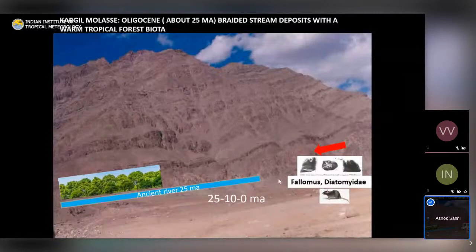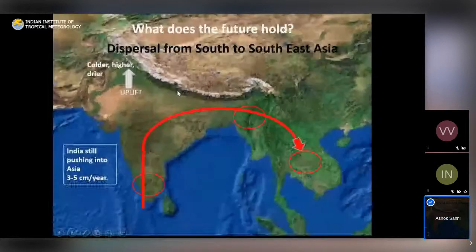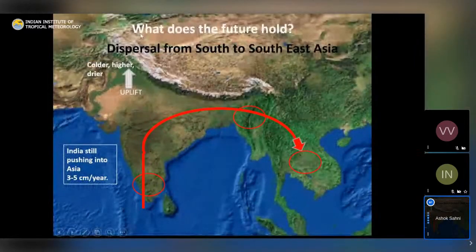We found, and please note this, we found a rat type of animal from some beds here, and I will tell you a very interesting story about this rat-like animal. But I'd like you to remember this image, because the next diagram actually shows you what the future holds.